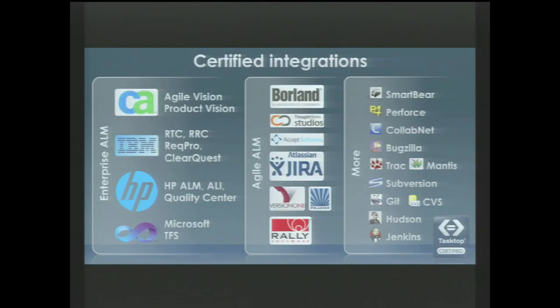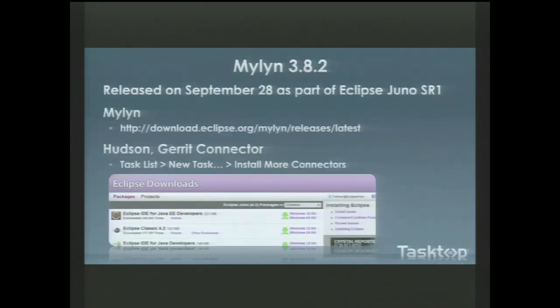If you just Google for Mylyn extensions, you'll see a number of these. Some commercial tools. Tasktop, we have a certification program to make sure that the web service of the ALM tools has all the web service APIs for us to do this automation. We've got some new features in Mylyn 3.8.2 for you to check out. So just Google for Mylyn downloads. You'll get to the new and noteworthy. And there have been improvements in the Gerrit and Hudson connectors to support all of this.